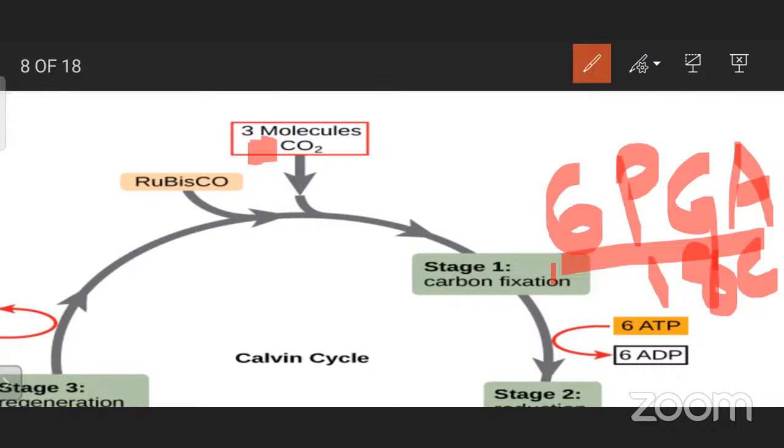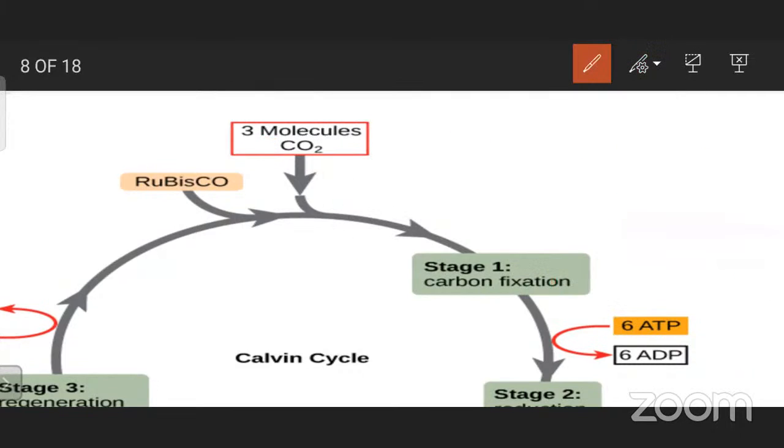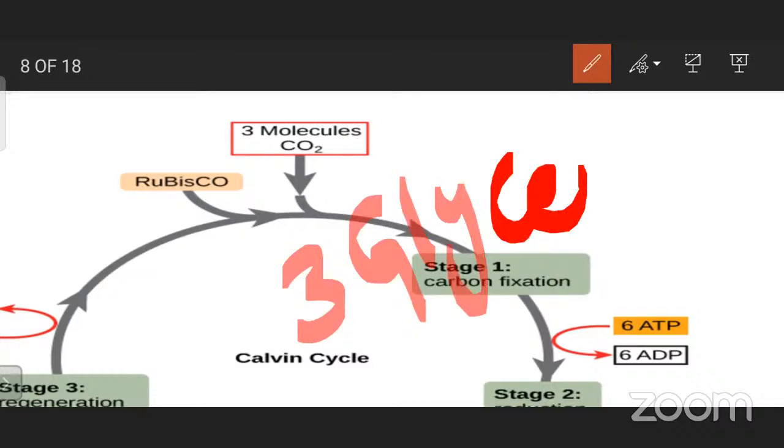Now the next stage is reduction. In this reduction stage, what will happen? ATP will be added here. Why will ATP be added? Because this phosphoglyceric acid has only one phosphate. Now it will become 1,3-diphosphate. Previously only one phosphate was there; now another phosphate is going to get attached to the third carbon. Having 3 carbons only. So it is called 3-glyceraldehyde phosphate.